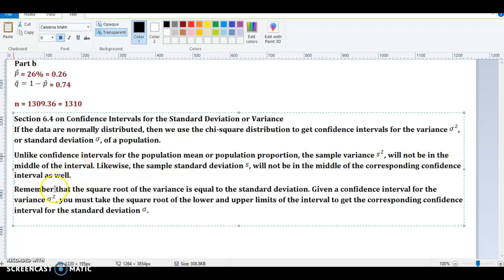The other thing to remember is that the square root of the variance is equal to the standard deviation. So if you have a confidence interval for the population variance, sigma squared, you must take the square root of the lower and upper limits of the interval to get the corresponding confidence interval for the standard deviation, sigma.